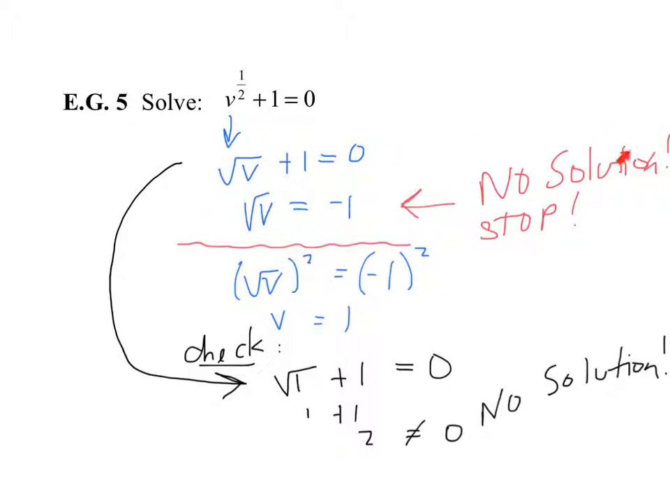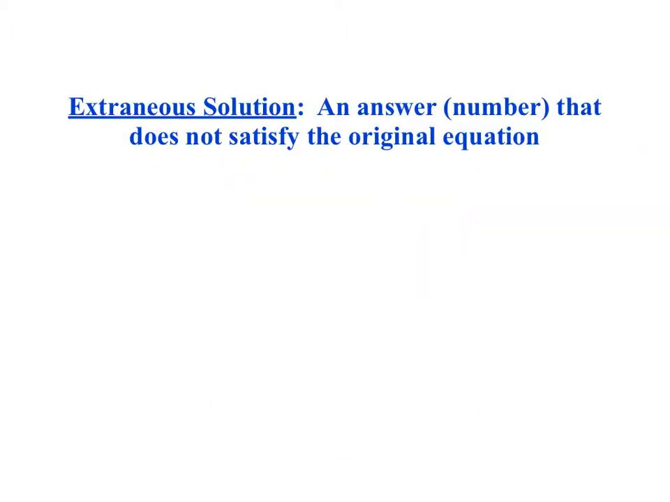It'd be great if you would recognize it here. If not, you should recognize it in your step, and that is why I make you check it at the end of the problem. A solution that does not work is called an extraneous solution. It's just a fancy word for a special value that does not satisfy the original equation.